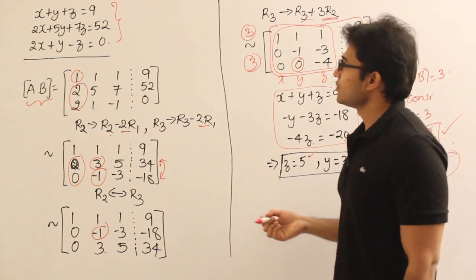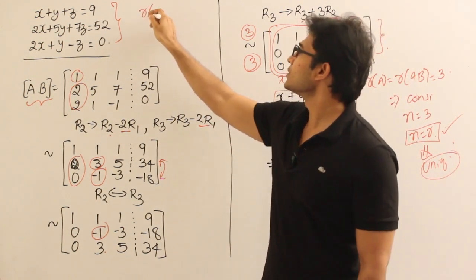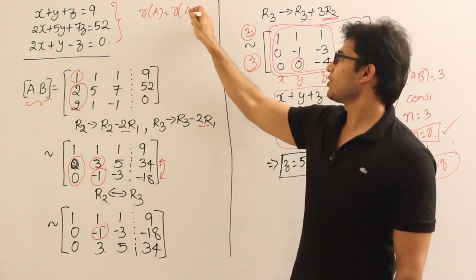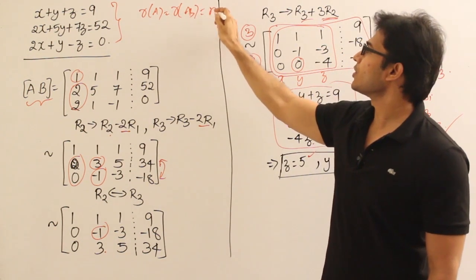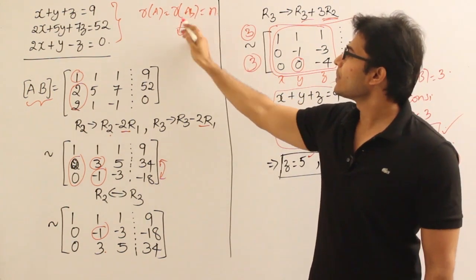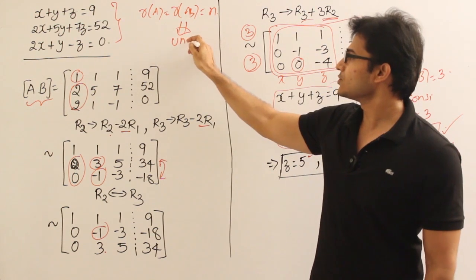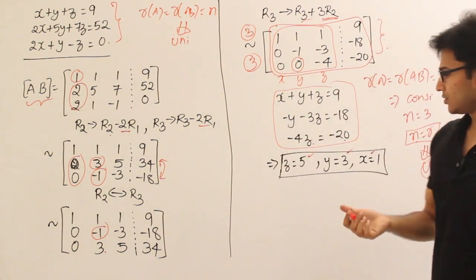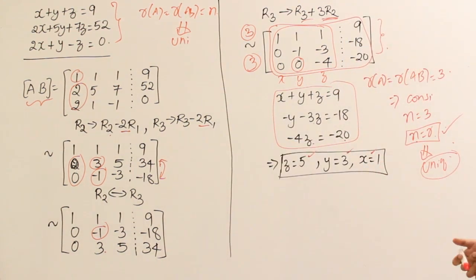So this example falls under the category in which rank of A equal to rank of AB equal to the number of unknowns. What does it mean? This means that there will be a unique solution. It is consistent with a unique solution, and this is the solution for this example.